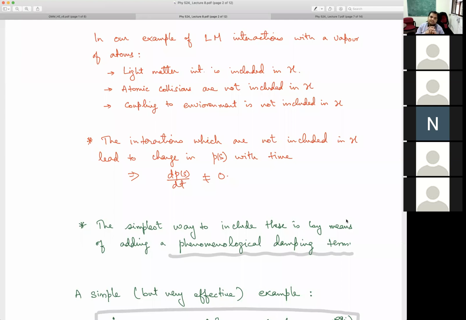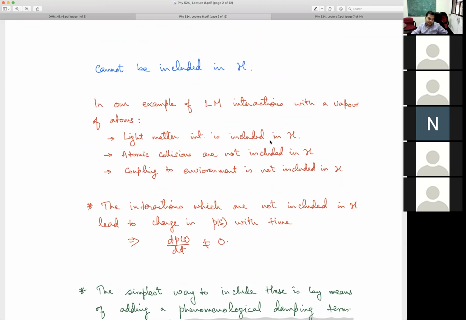And what do these interactions, which are not included in the Hamiltonian, do? They will lead to a change in P_S, the probability of finding the state S. So they change this P_S with time, and the assumption that we made in deriving the whole density matrix framework, that dP_S by dt is equal to 0, they nullify that hypothesis. Okay. Then what is the way of taking care of this limitation?